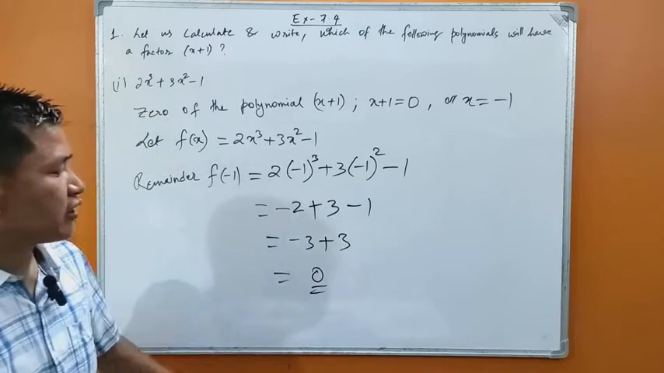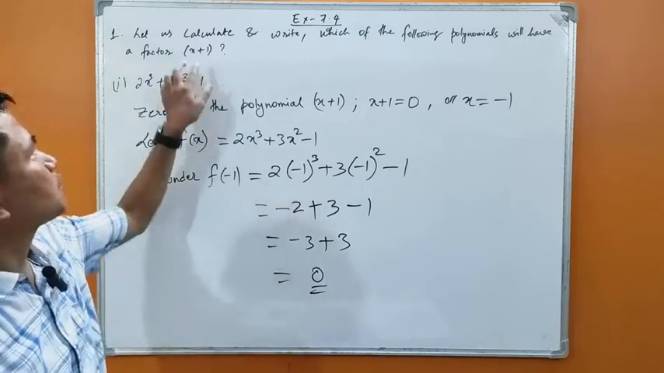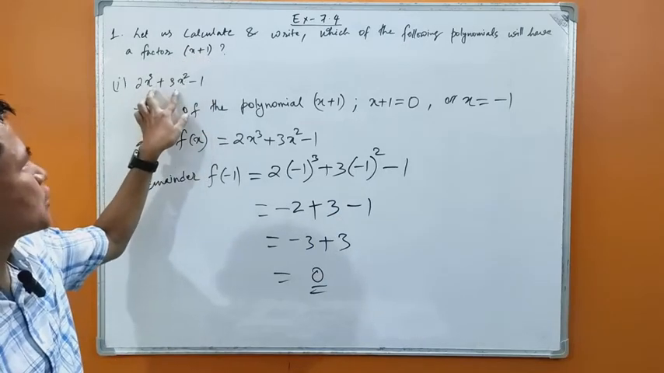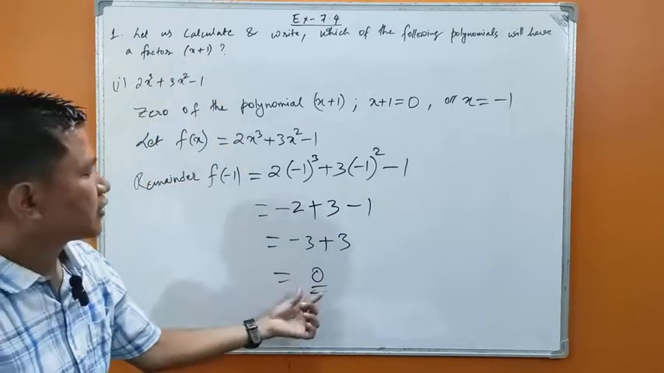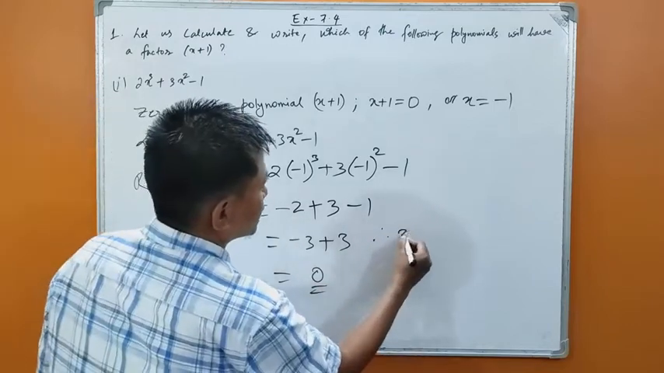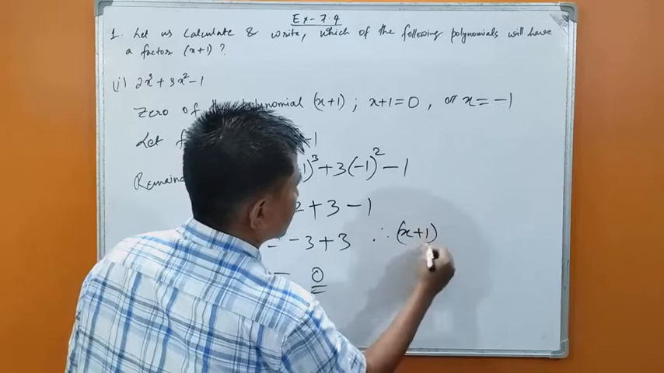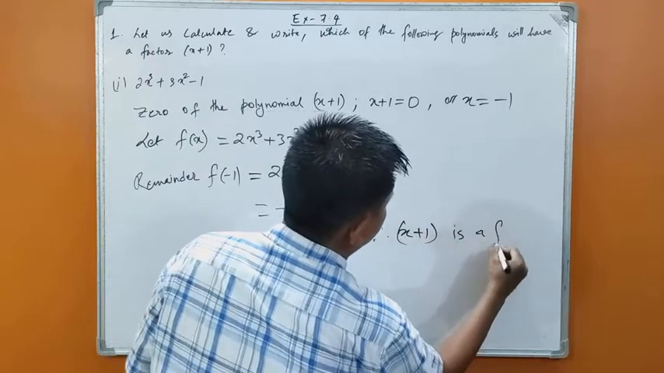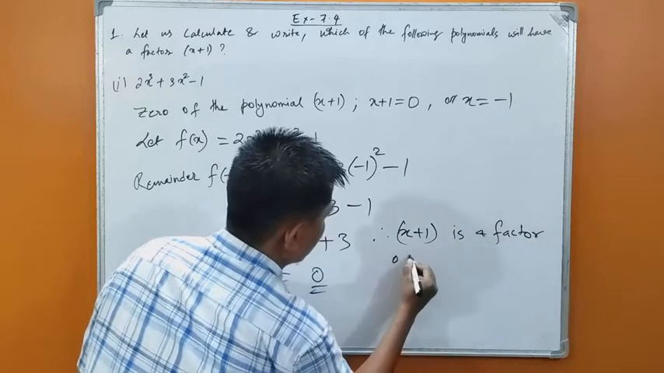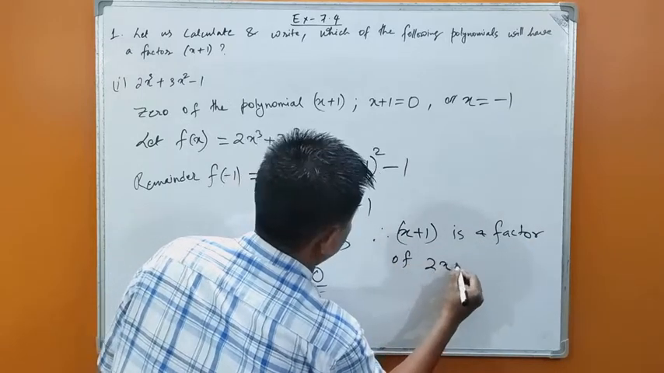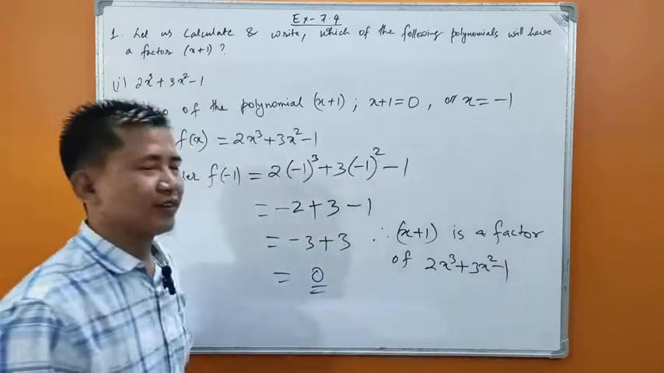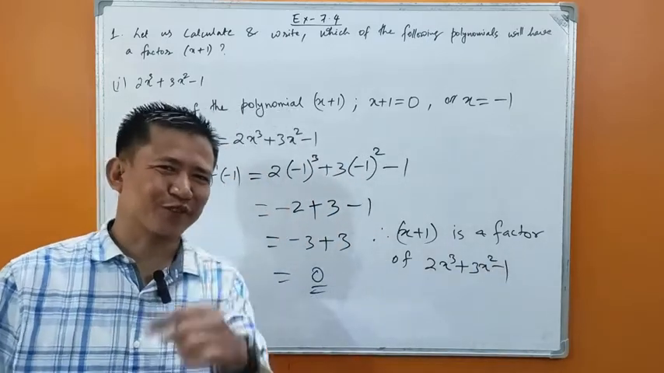So in this case we got the remainder 0, which means when this expression is divided by x plus 1, the remainder we get is 0, isn't it? This means x plus 1 is a factor of 2x cube plus 3x square minus 1. Okay, I hope you got this. Let's go for question number 2.